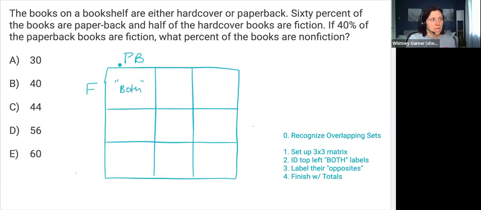That's my both. Now I'm going to write what the logical opposite is. So what's the opposite of paperback? Well, in this story, the opposite would be hardcover. The opposite of fiction would be not fiction. And then I'm going to throw my totals in.